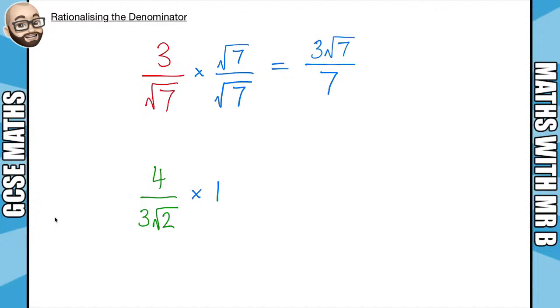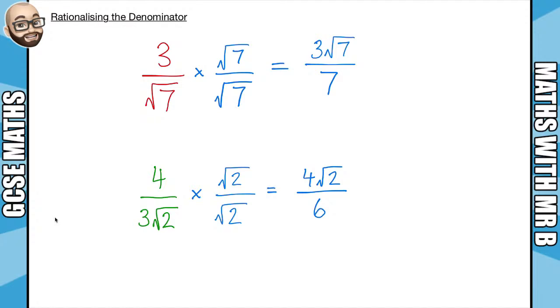So the same idea for the bottom one. Rather than timesing it by 1, we're going to take the surd and divide it by the same surd, so we're timesing it by 1. See what we get. We get 4 times root 2. That's 4 root 2. And at the bottom, we've now got 3 times root 2 times root 2. Well, root 2 times by root 2 is going to be 2. Times by this 3 means our bottom number is now 6.